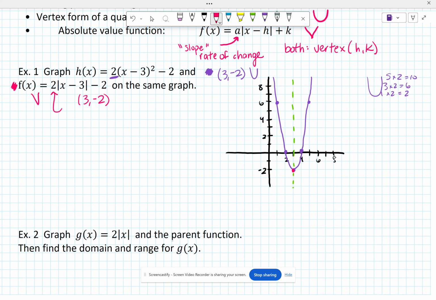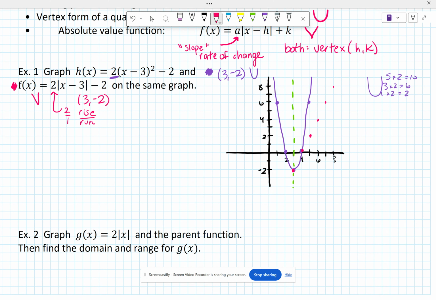But even though this A value cannot technically be called a slope, I am going to use it kind of like a slope. Now it's going to be a little bit different because it's not going to continue with that same slope, but I'm going to go in the opposite direction. So I know that this absolute value function opens up because I have a positive A value. And so I'm going to go up 2 over 1, up 2 over 1, up 2 over 1 to fill my window.